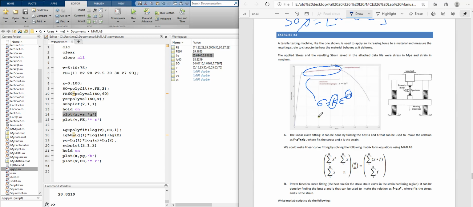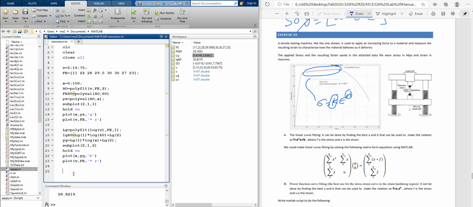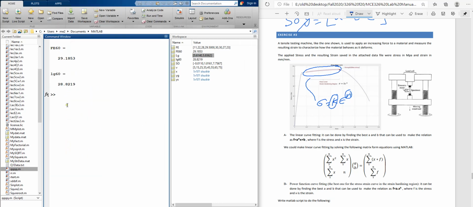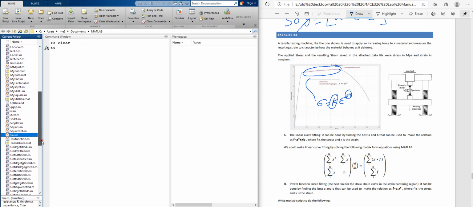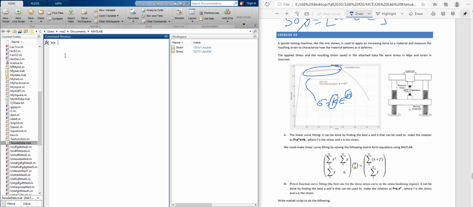Now, the data we have, let me close this file. CLC, clear. We have all of the data. I think it's the tensile data, let me check. Tensile data.mat, yes. Let me load it. We have strain, 1,531 points of strain, and 1,531 stress. So for each point in strain, we have the corresponding point of stress. I loaded the data using double click. So let me CLC clear.